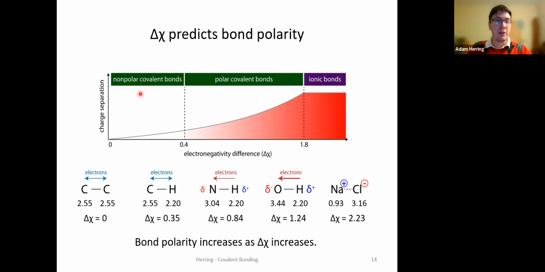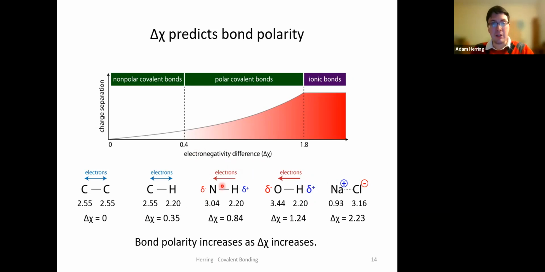We classify them into three categories. We have nonpolar covalent bonds, polar covalent bonds, and ionic bonds. Nonpolar covalent bonds are bonds in which there is either no difference in electronegativity between the elements, or the difference is very small. Polar covalent bonds have a moderate difference in electronegativity between the elements, whereas ionic bonds have a very high difference in electronegativity between the two elements involved in the bonds.